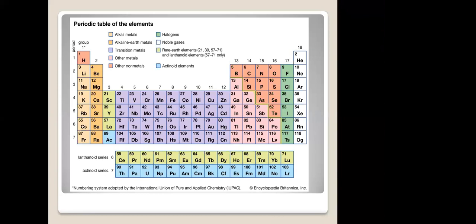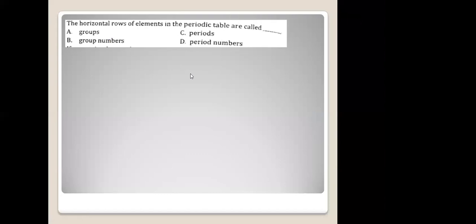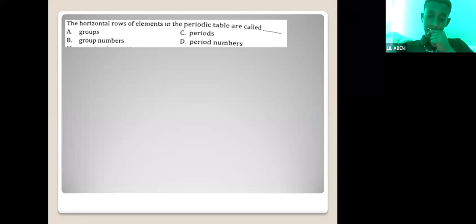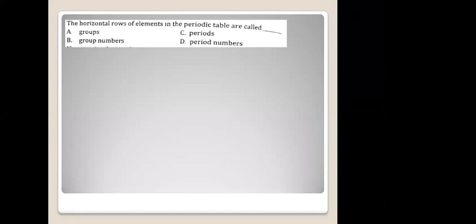All right, now moving on. Next question. The horizontal rows of elements in the periodic table are called? It's going to be very easy for all you students. You can type it, please.